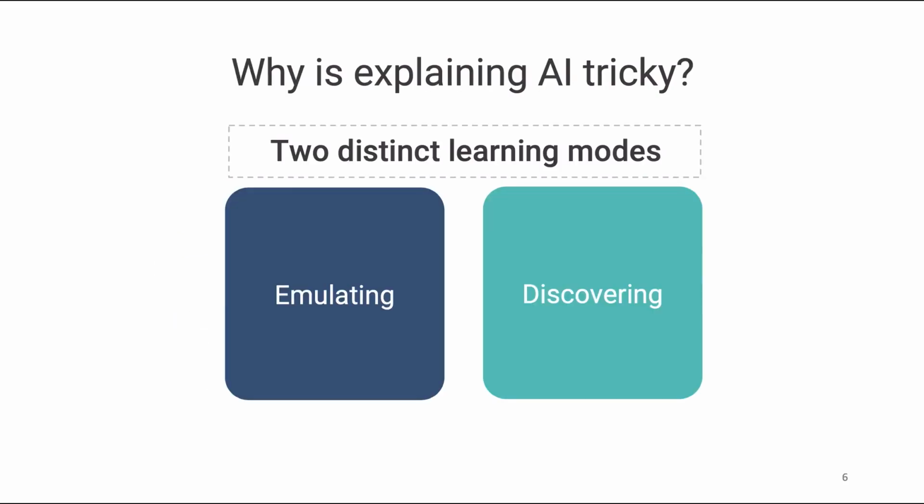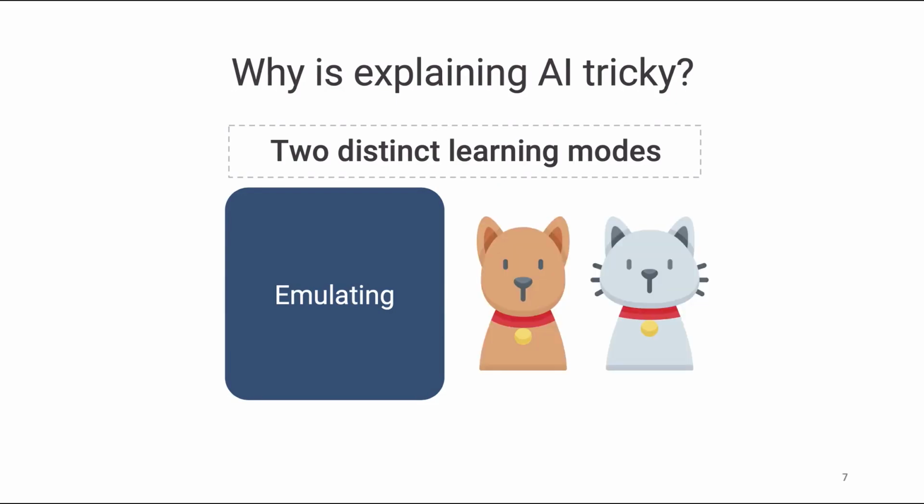To understand why explaining AI is tricky, we first need to recognize that there are two distinct types of AI learning modes. The first one, emulating human intelligence, and the second, discovering new knowledge. In tasks such as object recognition, the AI emulates humans' abilities as humans can easily perform these tasks. When a human is asked to identify the two objects in the slides, the human will be able to recognize that the two objects are a dog and cat respectively.